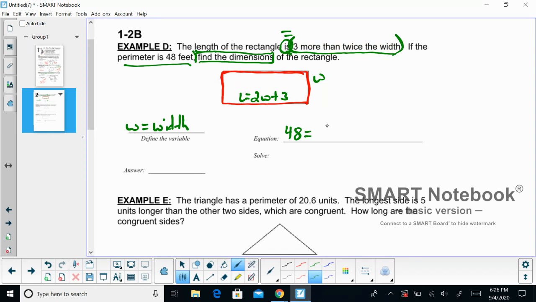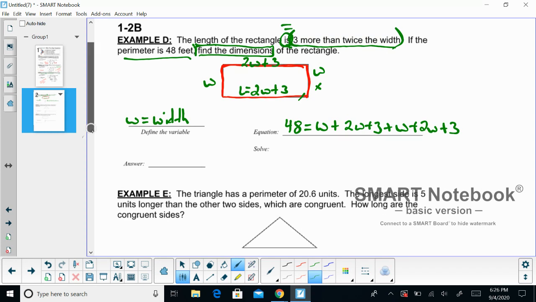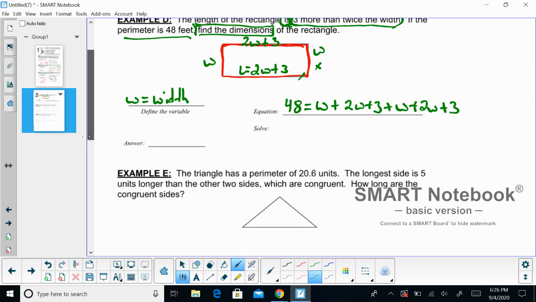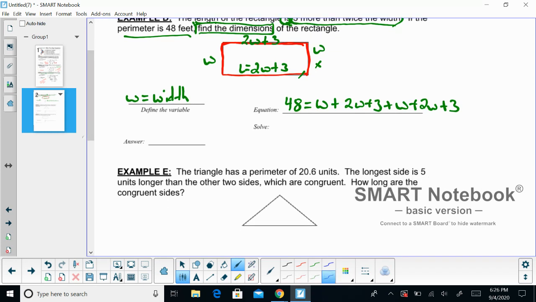So 48 equals W plus my 2W plus 3 plus the W that would be over here plus another 2W plus 3 up top. And that's my equation. Now that's kind of a messy equation you might be thinking, but we know how to simplify it down. So that's the next thing we're going to do.